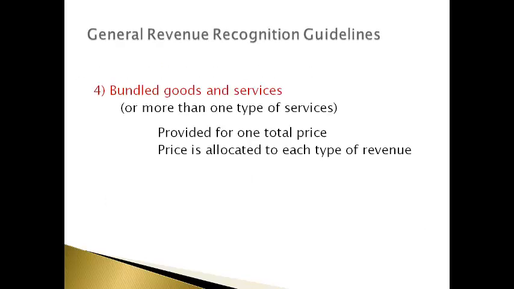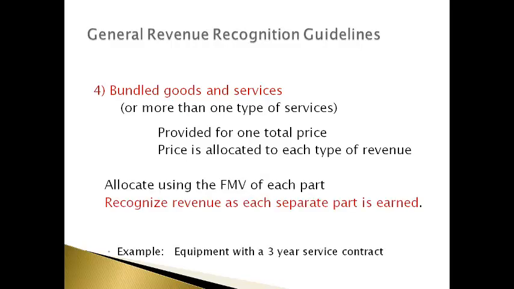Goods and services that are bundled and provided for one total price must be separately valued and reported separately when the goods or services are provided. Generally, the goods are reported as revenue in the period the goods are delivered, and the services are reported as revenue over the time the service is provided. The price and the amount of revenue recognized for the goods and services is proportionate to the fair market value of the goods and services sold separately.